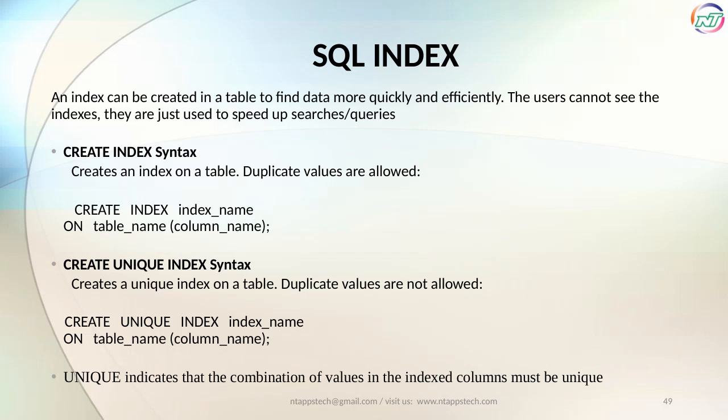Index is a tool used in databases to help find data faster and more efficiently. While users don't see these indexes, they work behind the scenes to speed up searches and queries.